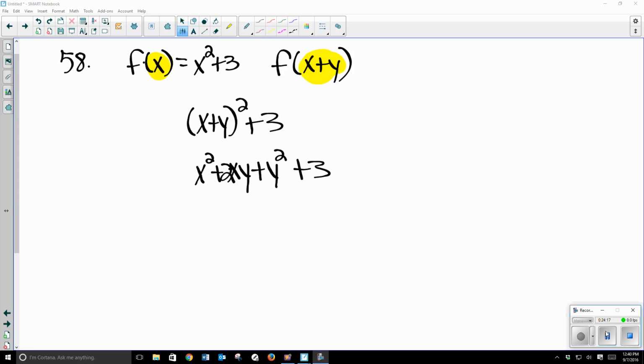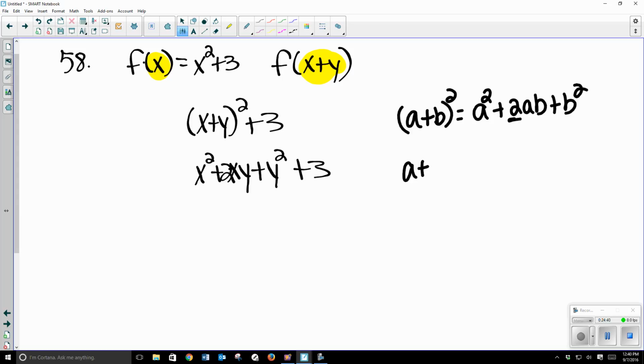The middle term would be this times this times 2. You double it. Why is it times 2? Because that's the rule. A plus B squared is equal to A squared plus 2AB plus B squared. It's the rule. So let's say you have A plus 3B squared.